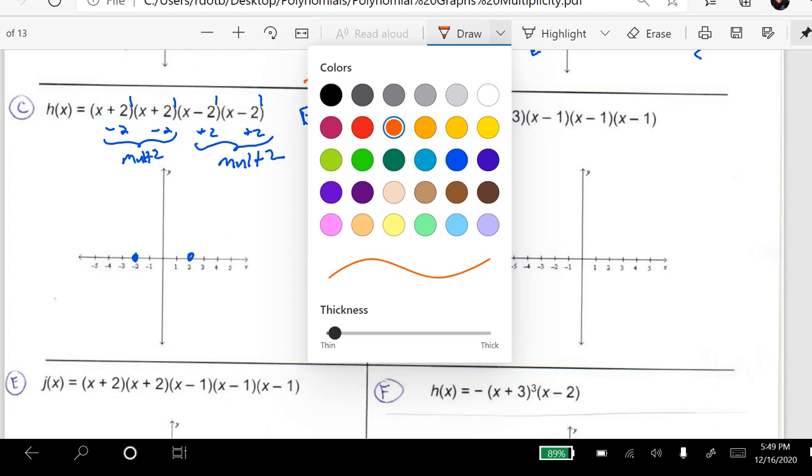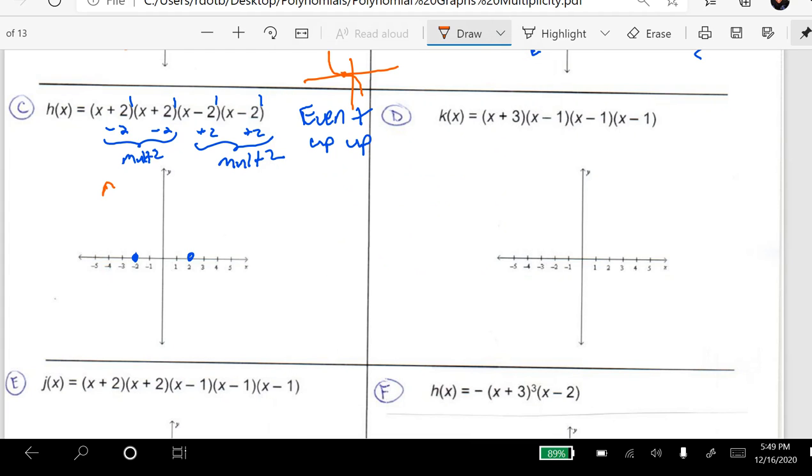This is an example of how your sketch could look. It has to start up. Something like that. It has to be up for both. And again, it's going to be a U shape for both of those zeros.